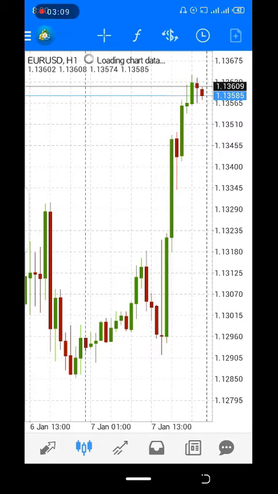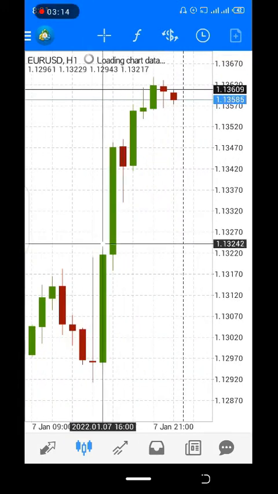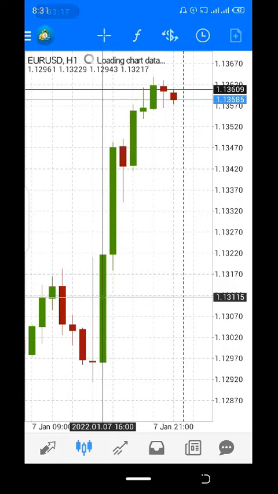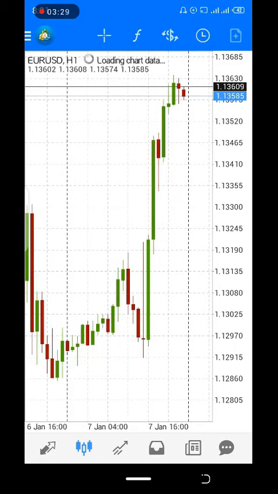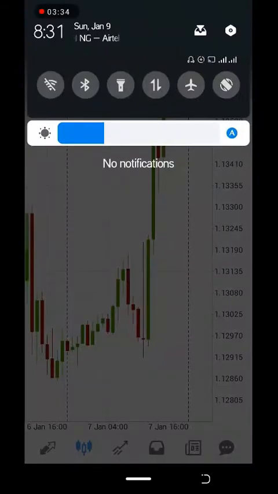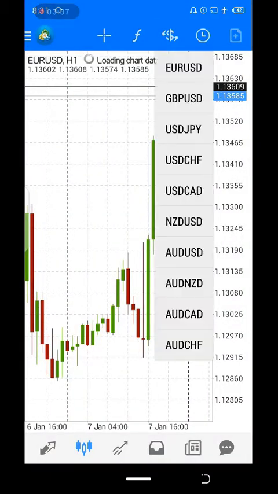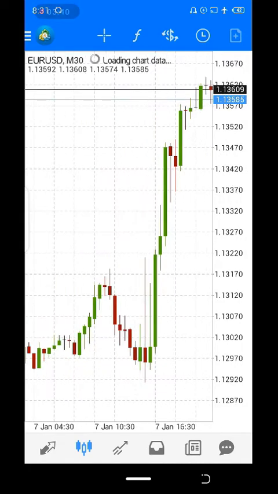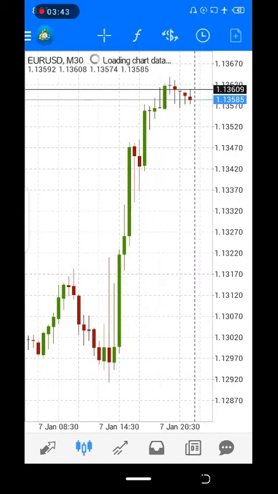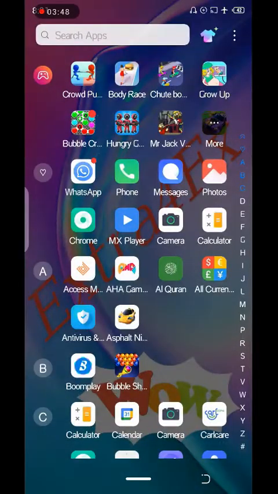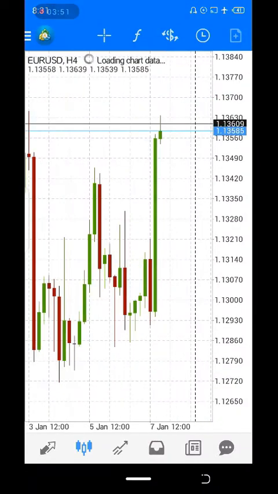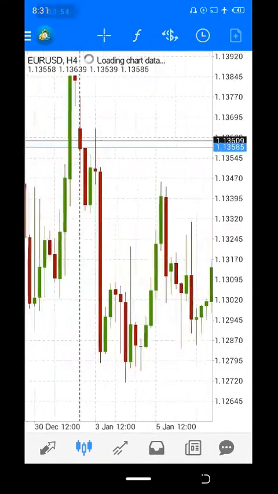In 1 hour time frame, it takes 1 hour for every candle to finish and open a new candle. In every 1 hour we have a new candle. So in 30 minute time frame, every 30 minutes we have a new candle. In 4 hour time frame, every 4 hours we have a new candle.